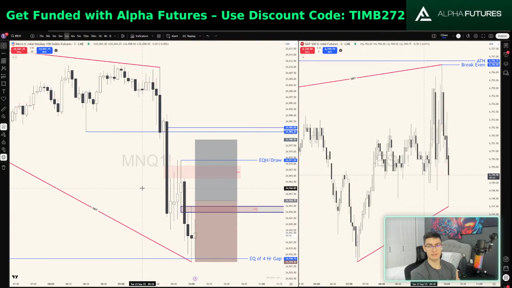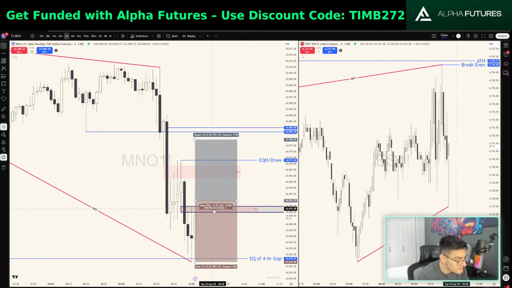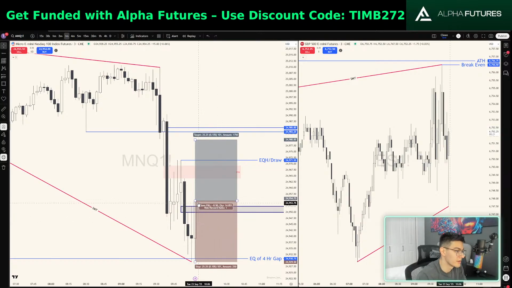Got 50 seconds till this candle closes. I bet this candle's not going to close through. I spoke way too soon. Oh, this candle's going to close through, isn't it? Okay, 30 seconds till the candle closes. Okay, yeah, so if this candle closes up here, I will take this.